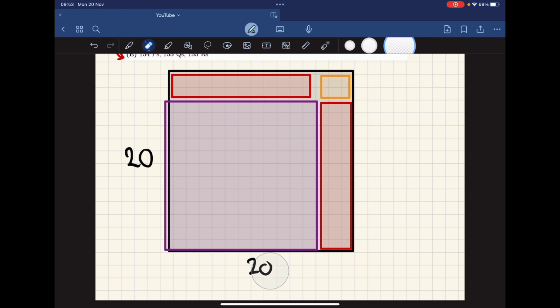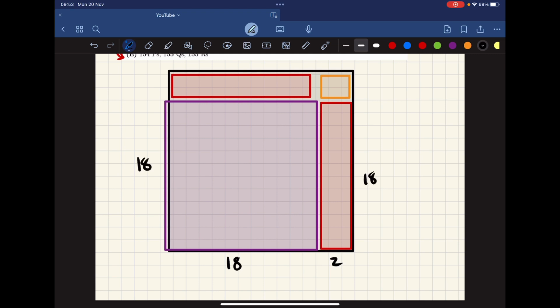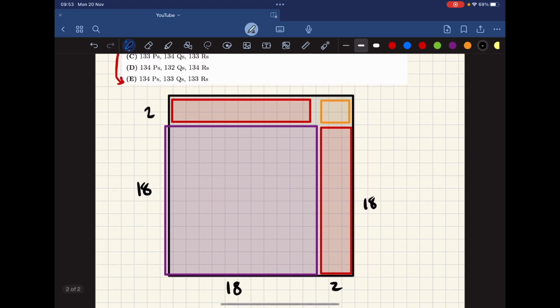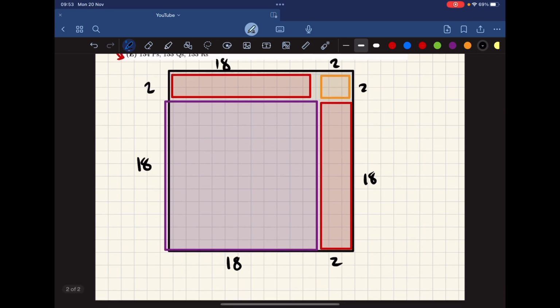So we can actually split this 20 up into 18 and 2. So that's right. We're going to have an 18 by 18, a 2 by 18, another 2 by 18, and then this little square, 2 by 2. And it turns out that this little 2 by 2 square is the key. Let's try and work out why.